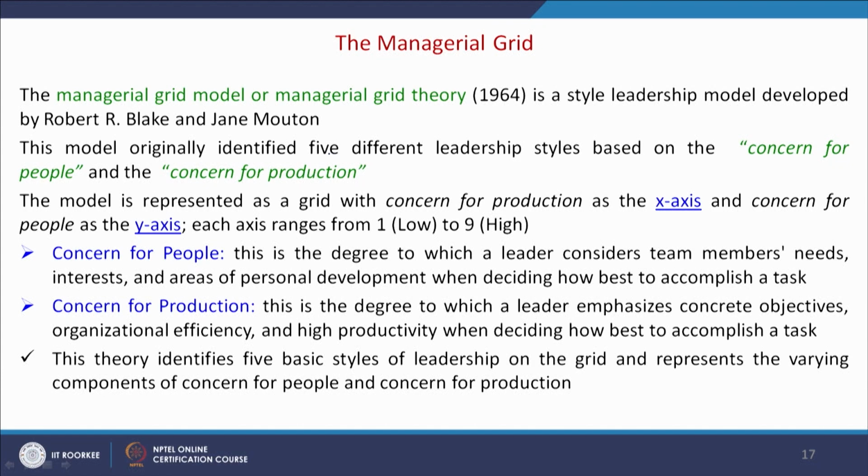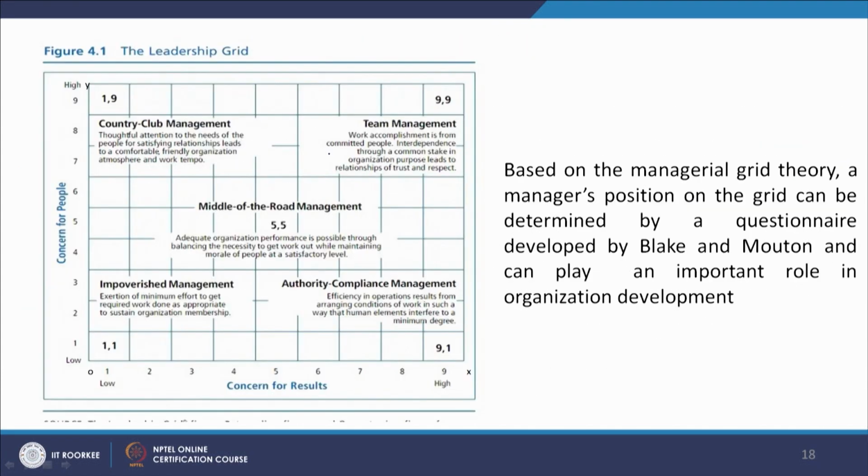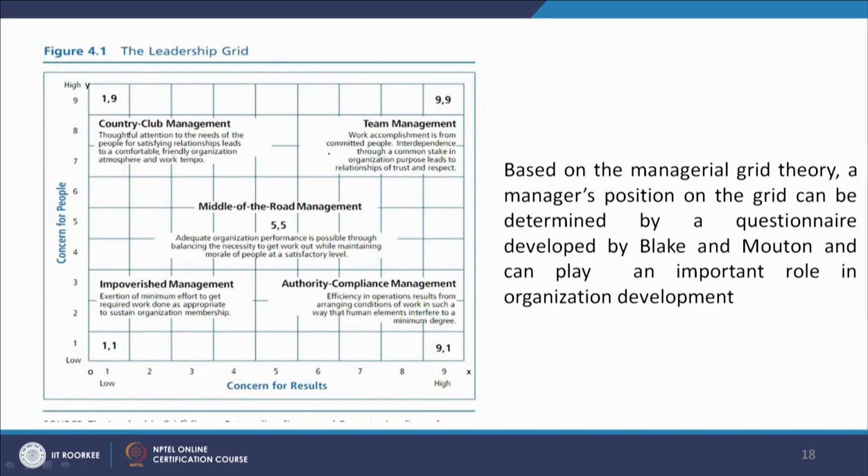So, based on the leadership grid or managerial grid, with the x axis and y axis representing concern for people and production, only based on these 2 factors, 5 kinds of leadership style have been identified by Blake and Mouton. Based on the managerial grid theory, a manager's position on the grid can be determined by a questionnaire developed by Blake and Mouton, and can play an important role in organizational development.